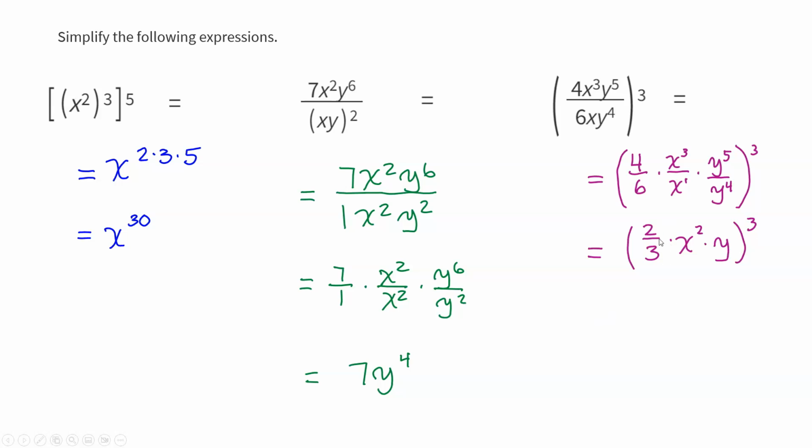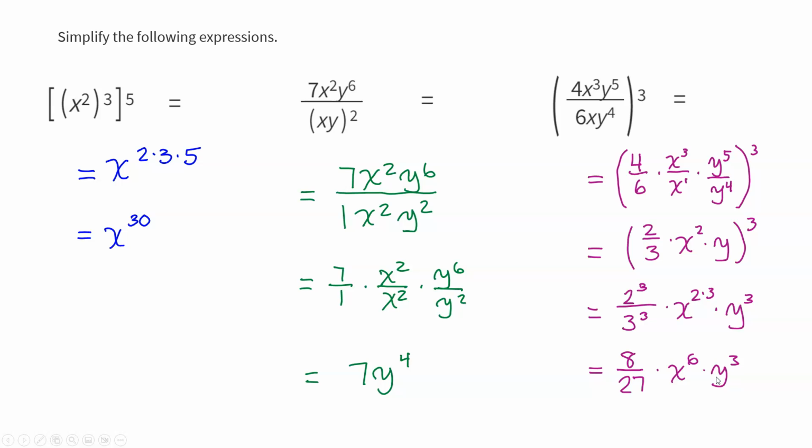So both the numerator and denominator get raised to the third power. You're going to have 2 to the 3rd over 3 to the 3rd. You're going to have x to the 2 times 3 power. You're going to have y to the 3rd, which is just 1 times 3. So here you're going to have 8/27 times x to the 6 times y cubed.